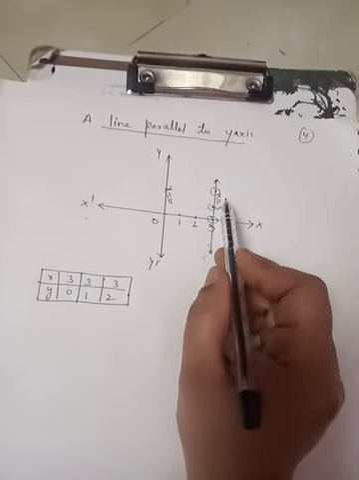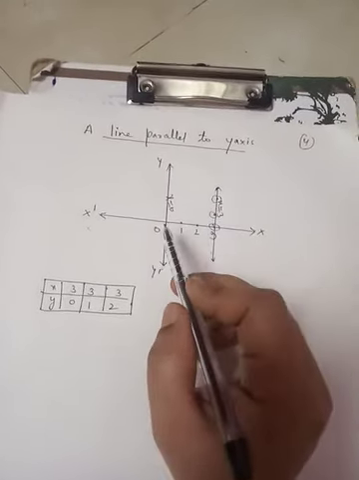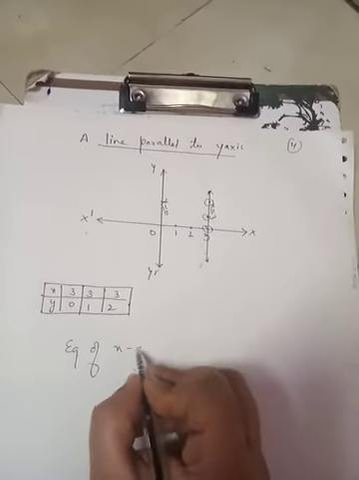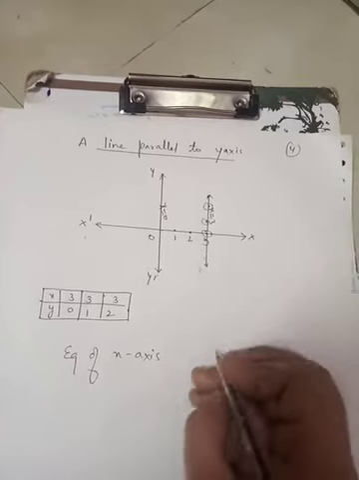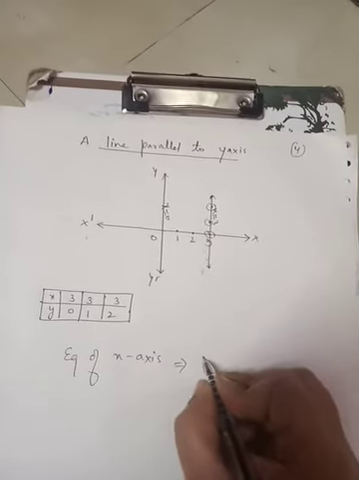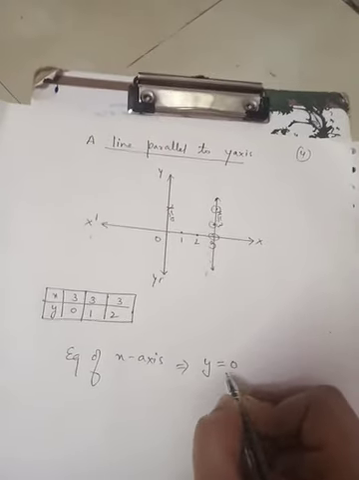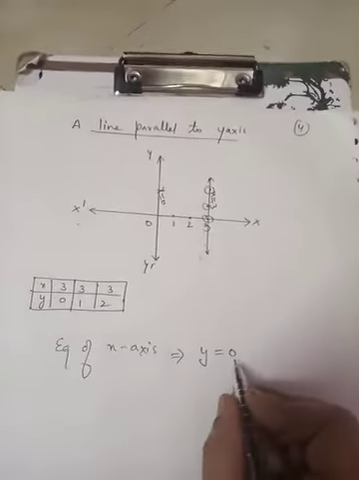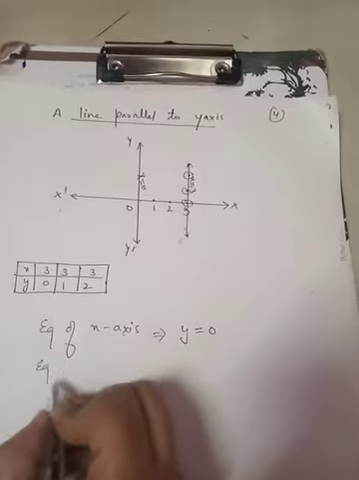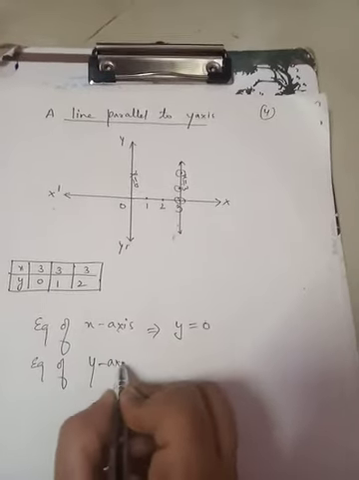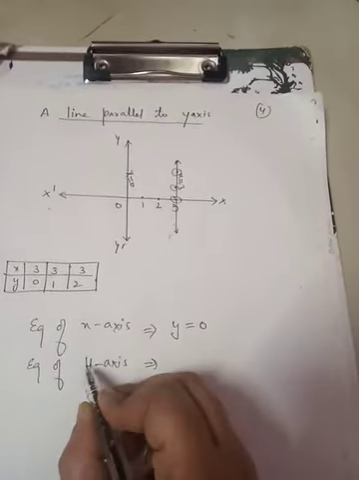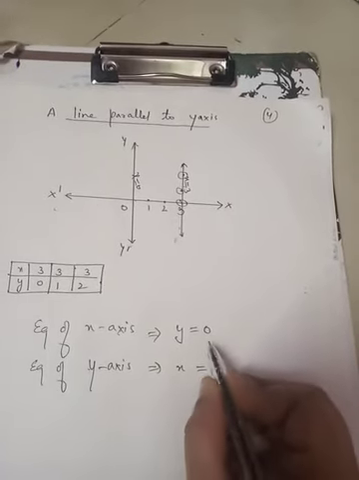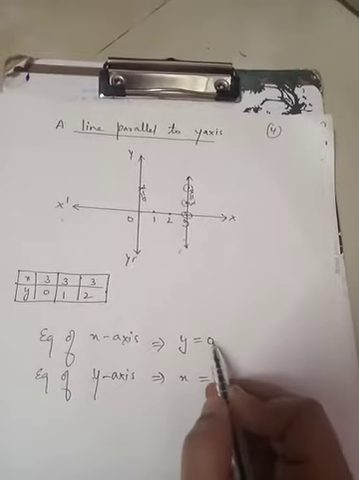And what is the equation? x is equal to 3. So what is the equation of the x-axis? Take its opposite coordinate. y is equal to 0. It is your horizontal axis, so the equation will be y is equal to 0. For the equation of the y-axis, take the opposite coordinate, that is x. x is equal to 0. Here you have to take 0. For the axis you have to take 0.